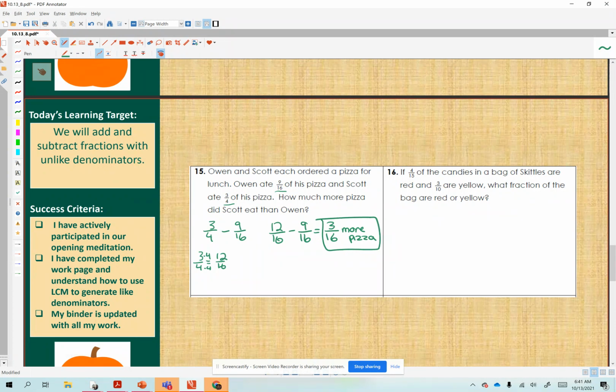Number 16, if 4/15 of the candies in a bag of Skittles are red and 3/10 are yellow, what fraction of the bag are red or yellow? This is an addition problem. What fraction of the bag are red or yellow? So we're going to add 4/15 and 3/10.